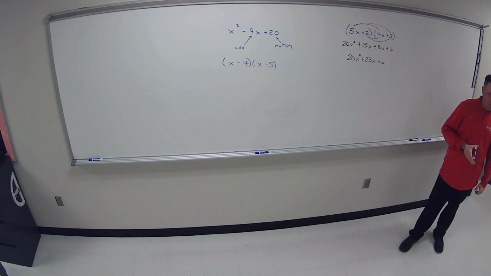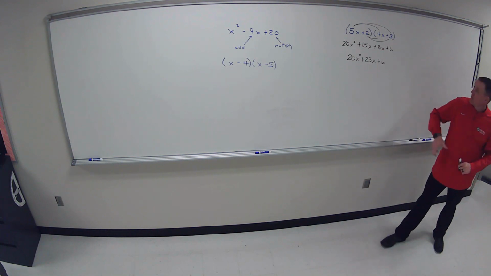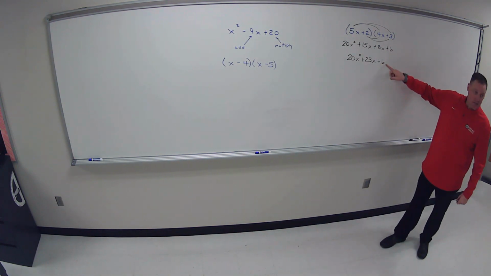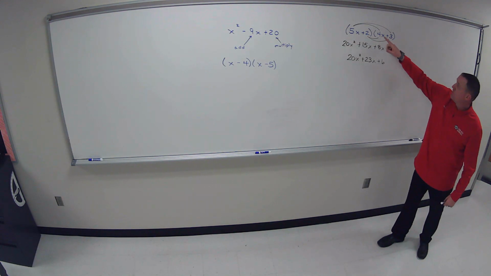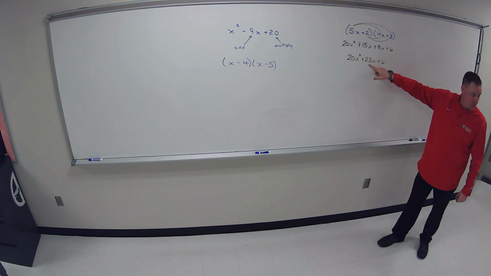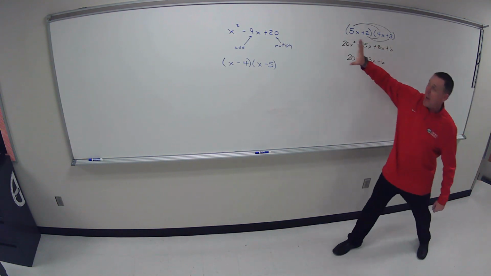Now, does the pattern that Carly and Miles described still work here? No. One thing still works: 2 times 3 is still 6. But 2 plus 3 is obviously not 23. So, we want to come up with a strategy that works both here and here.